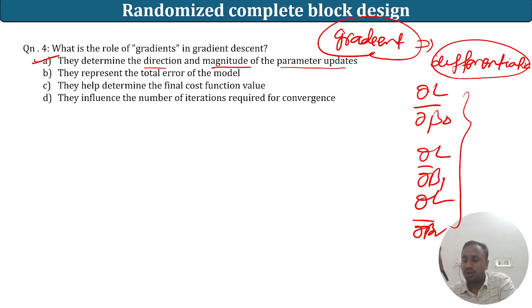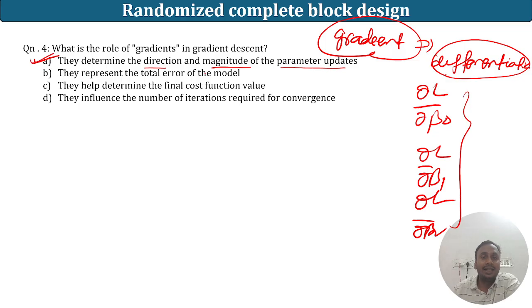Actually, what we are doing is using the gradient to take the slope, or differentiation, to find the optimized parameter. In that case, the loss will be minimized. In linear regression, the MSE should be minimized. In logistic regression, the cross entropy should be minimized. So we equate it with zero, then we can get the parameter, which will be the optimized parameter. So they determine the direction and magnitude of the parameter update. So this is the correct answer.